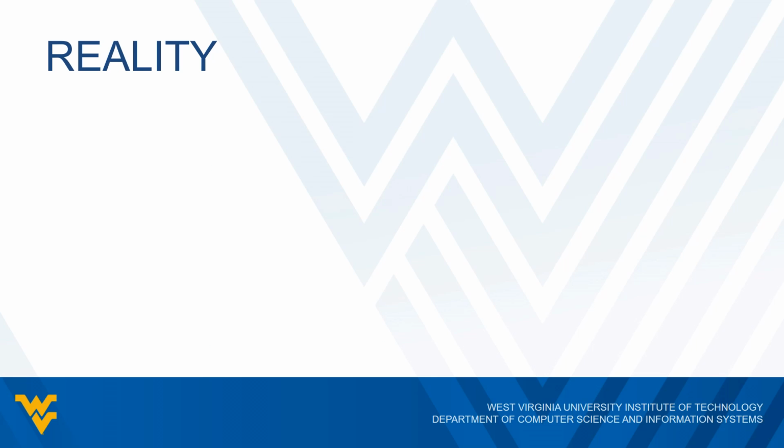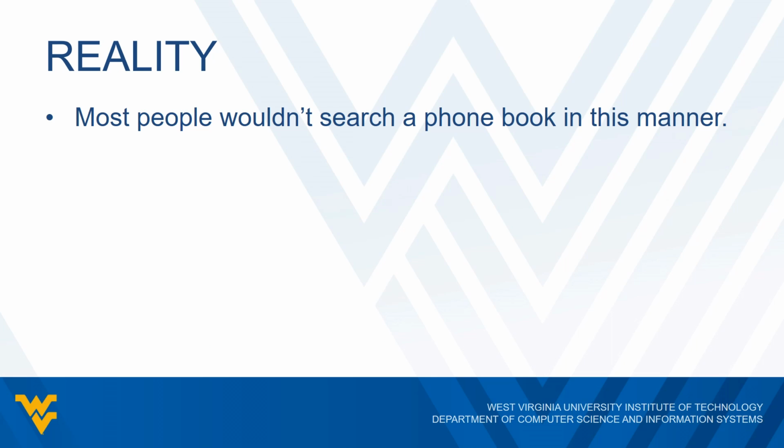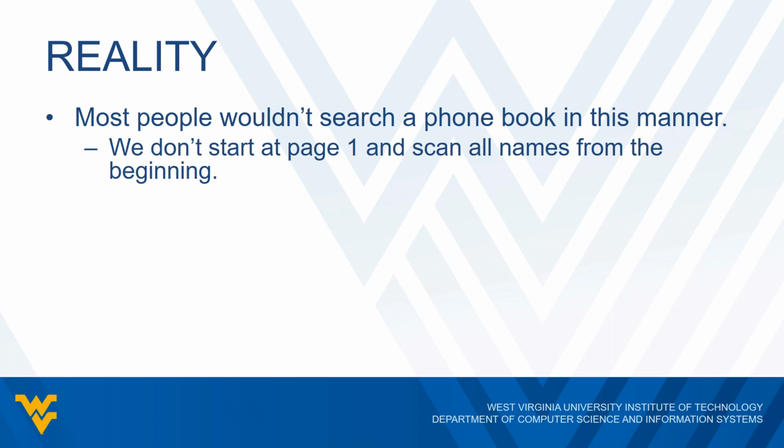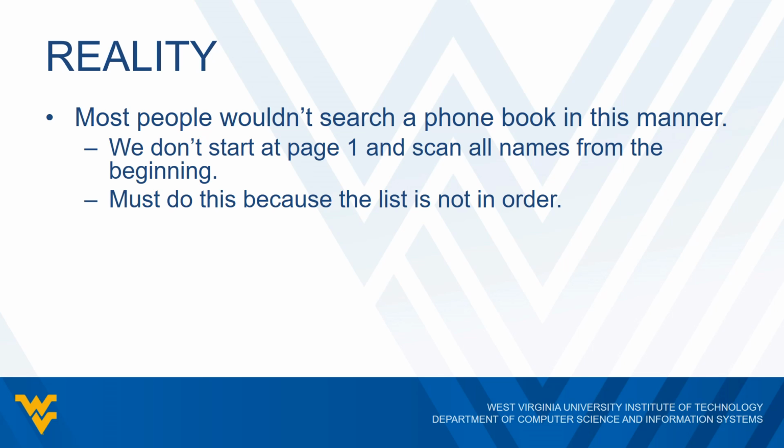Now, let's just be real here. I don't think most people are going to search a phone book with this approach. If you're trying to look up a particular person in the phone book, I don't think you're going to start at page 1 and look at every single name from the beginning. In this particular case, we have to do this because we assume that the list is not in alphabetical order. So we do have to check every single name.